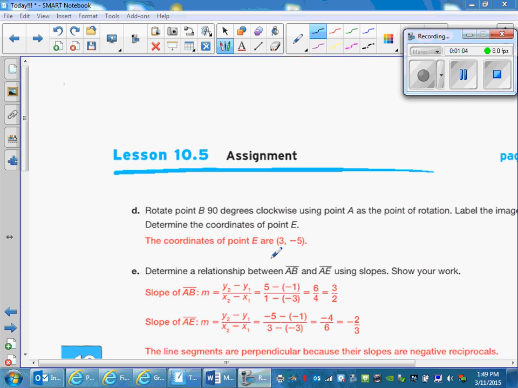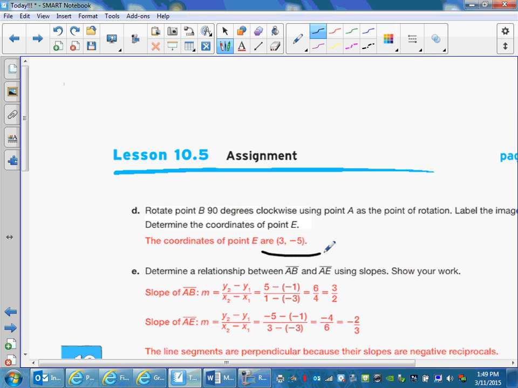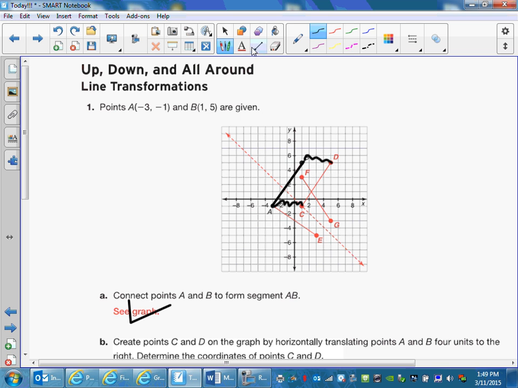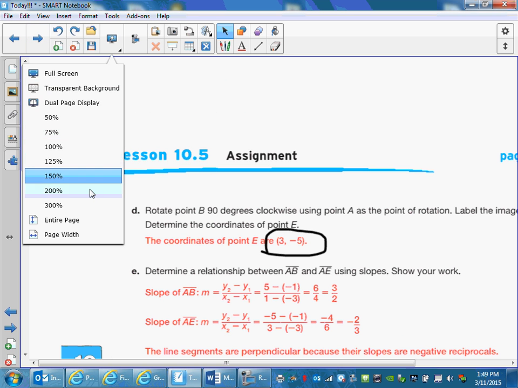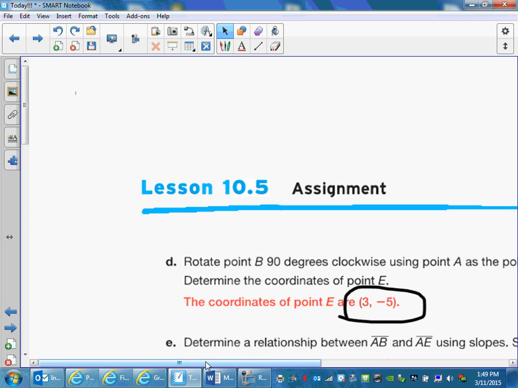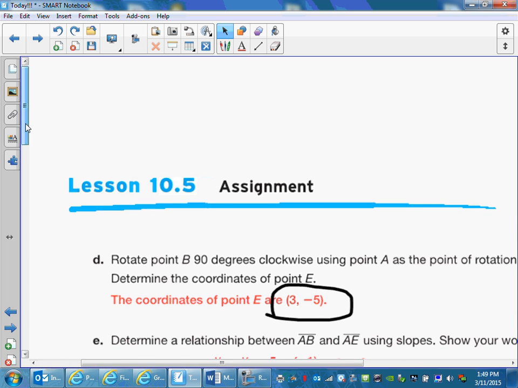On the next page, it asks where E will be if you rotate it 90 degrees. I'm going to give you the point, because if you don't have a protractor at home, it could be hard. If you don't move A, but you move B 90 degrees, it will end up at (3, -5). So go ahead and put (3, -5) for E.